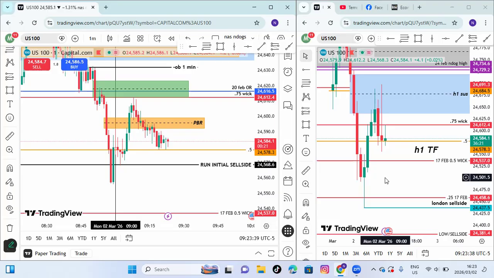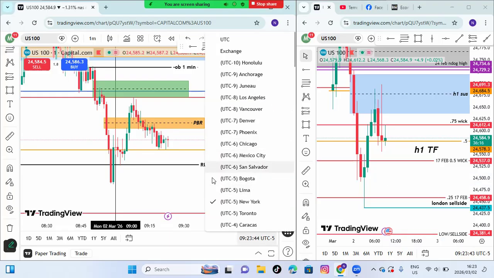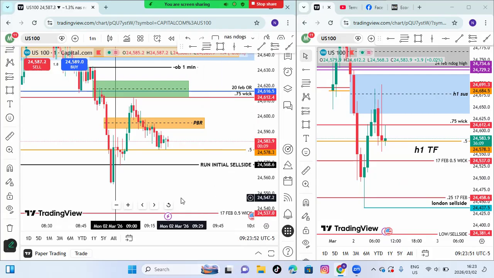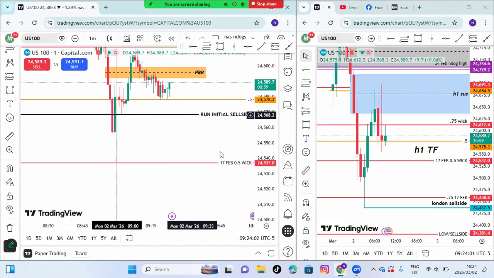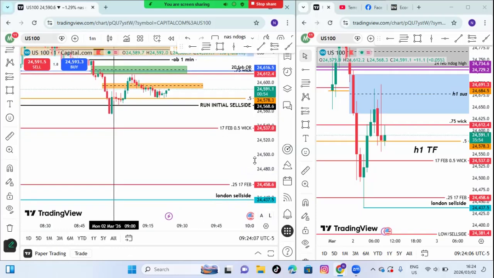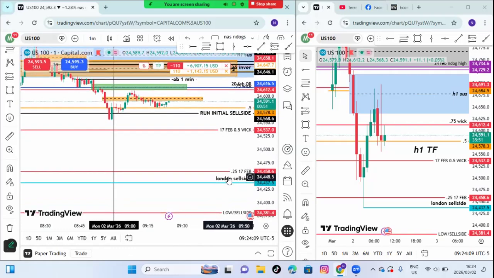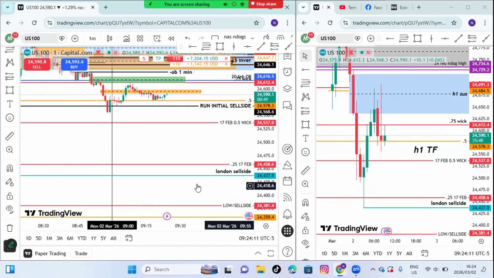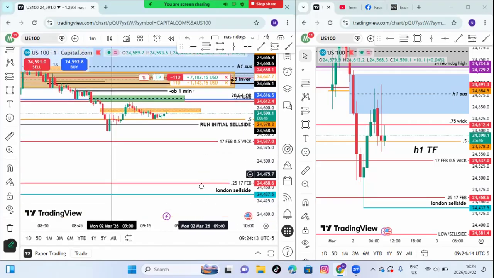So those who miss it, don't miss this. Always put this to New York time. Here, New York time. Doesn't matter where you are. New York time. And this is a nice level, okay, not this one, this level below the London sell side here, because it's a daily low. So it's a very nice level.